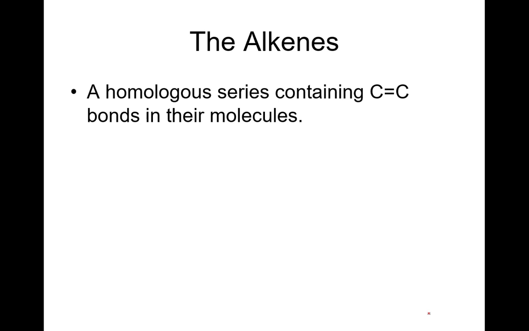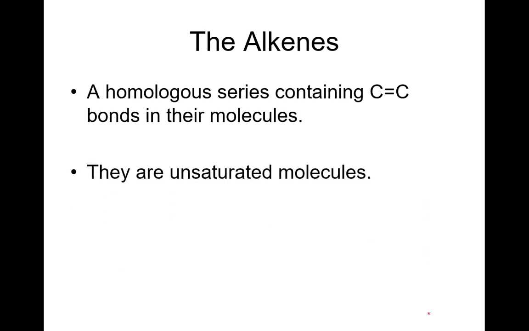Now, the set ratio for the alkenes, we'll see in a moment, is CnH2n. So in other words, in all alkenes, there is twice the amount of hydrogen to carbon in that particular molecule. They are unsaturated molecules.